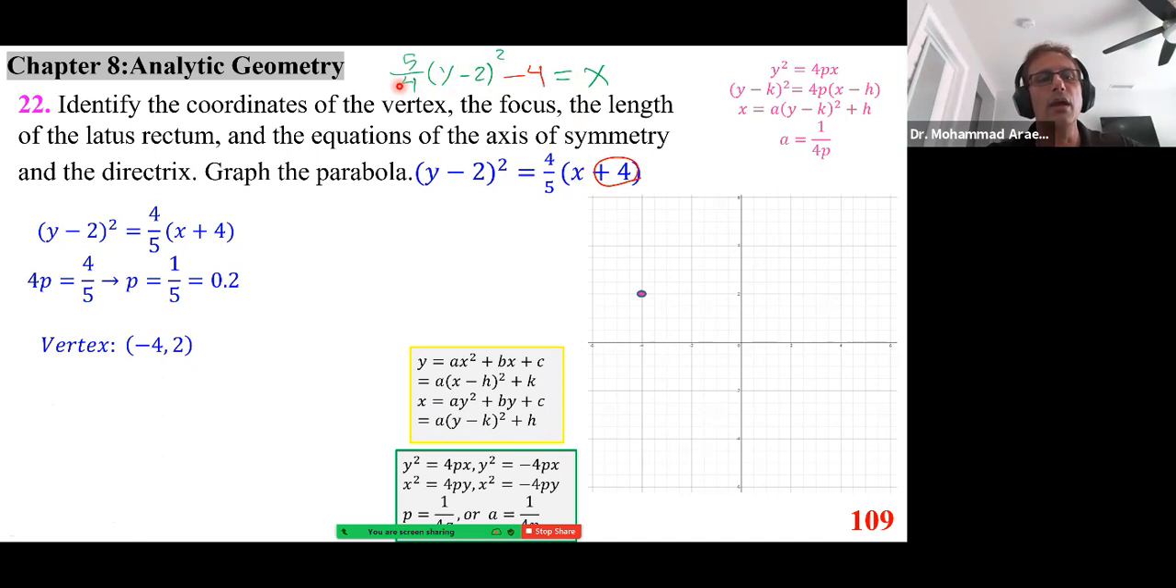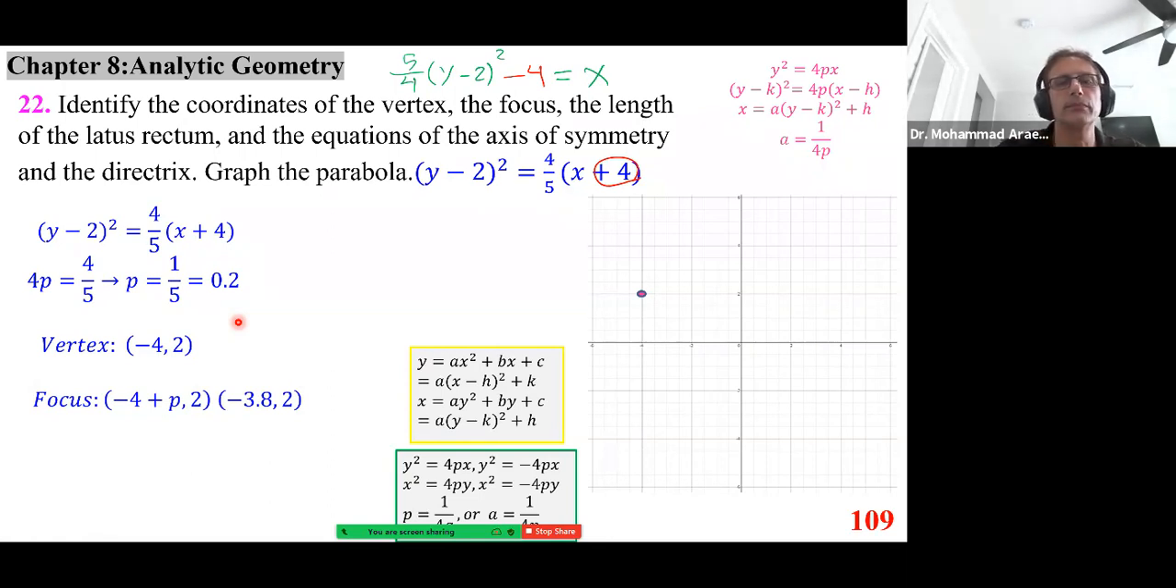Okay. So the vertex is located at negative 4, 2. We are going to move it by 0.2. We get negative 3.8 comma 2. We are adding 0.2 to that. So that is the location of your focus. What about the equation of a line for the directrix? It's the same as this one, but it goes to the left. The vertex now to the left. By how much? By the amount of p, the focal distance.